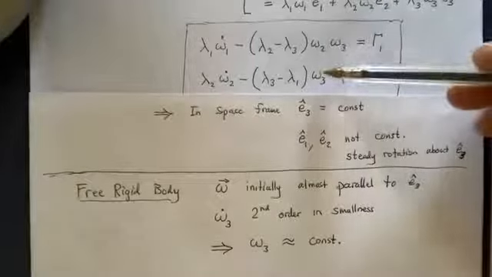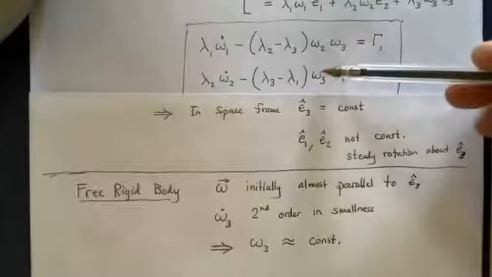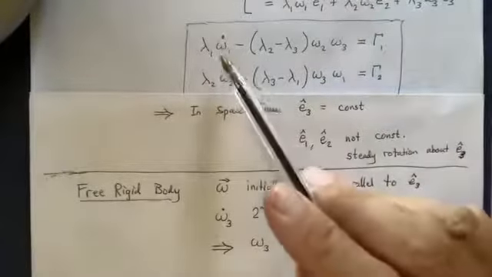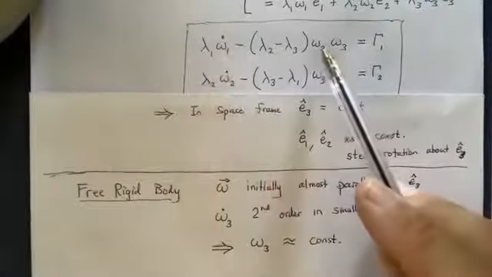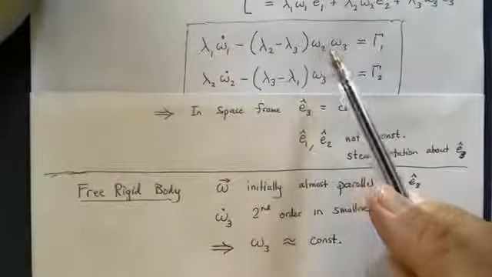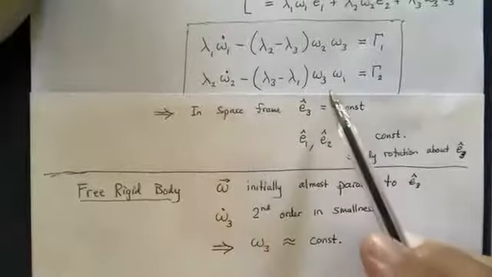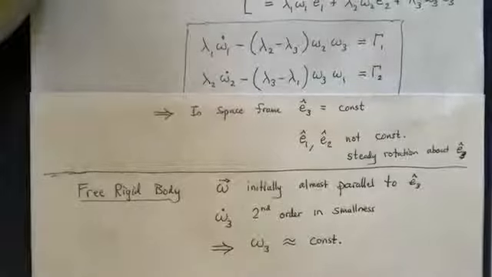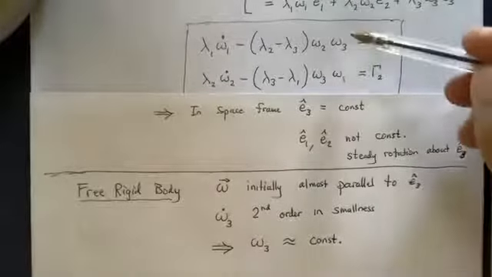Okay, now something wonderful happens. If omega 3 is a constant, and of course the lambdas are constant, then we have a statement that omega 1 dot is a constant times omega 2, and omega 2 dot is a constant times omega 1. This is wonderful. So we can immediately take these 2 equations.